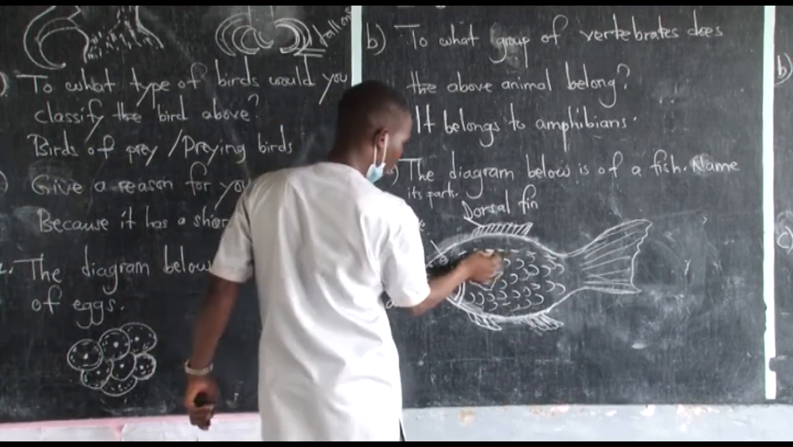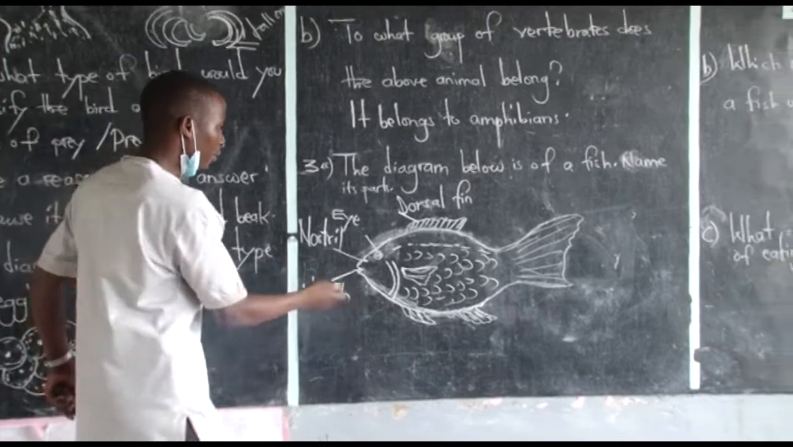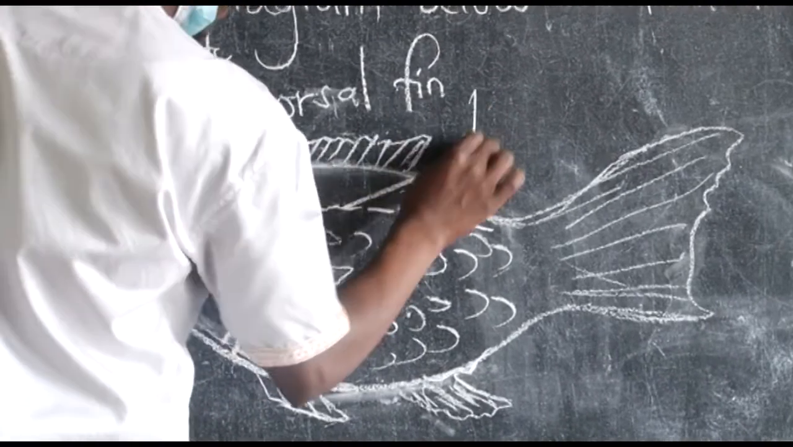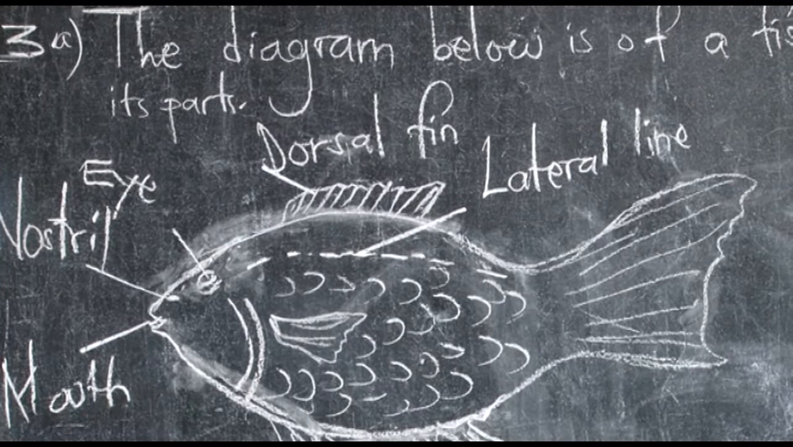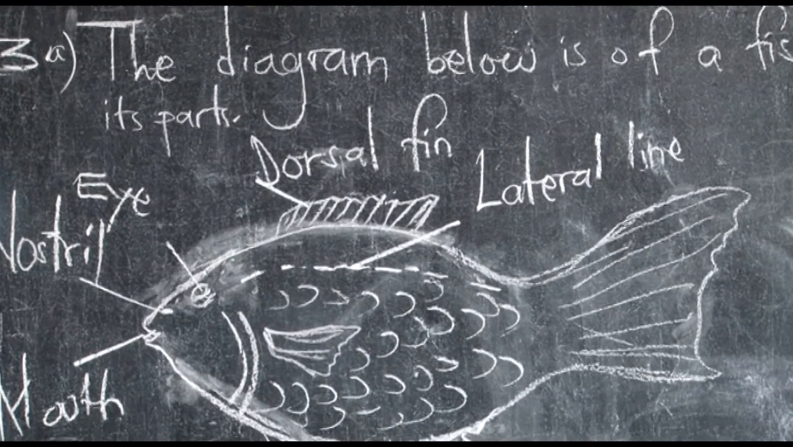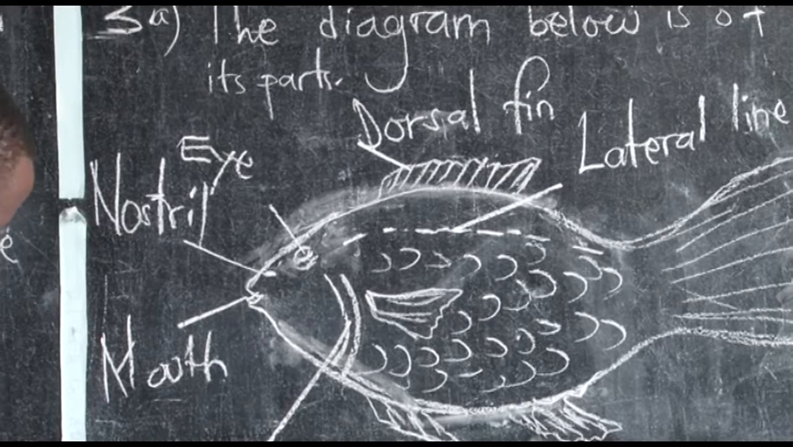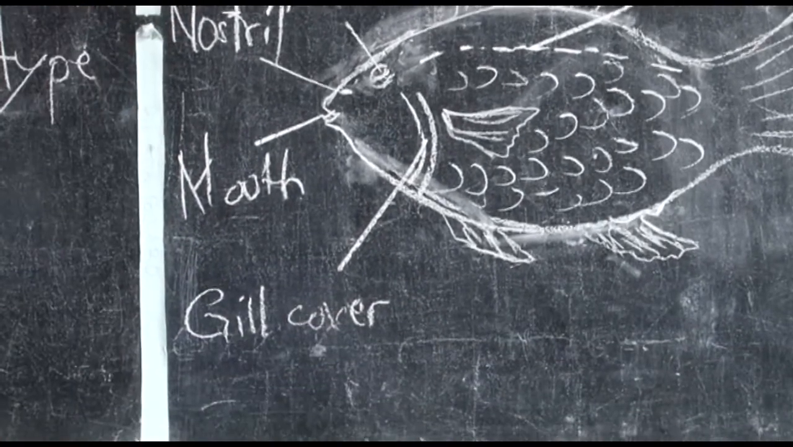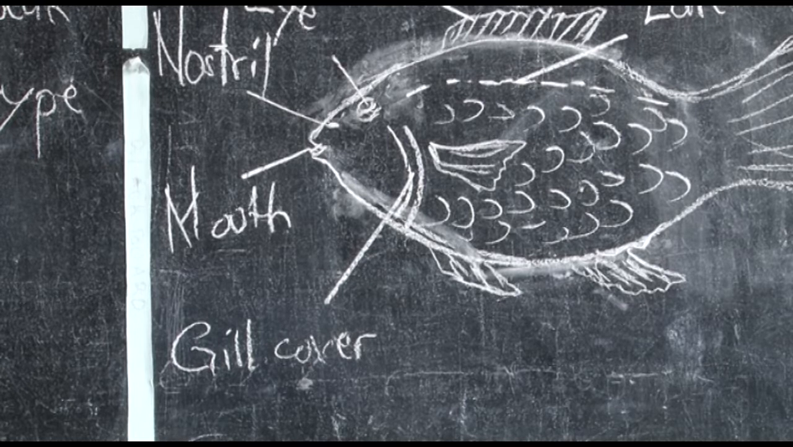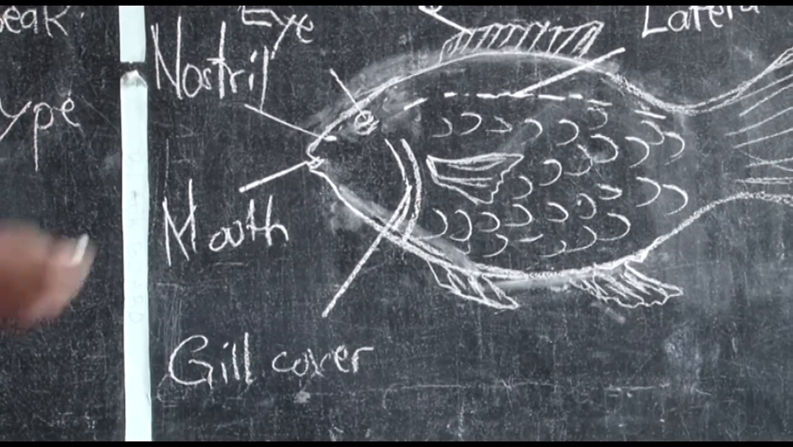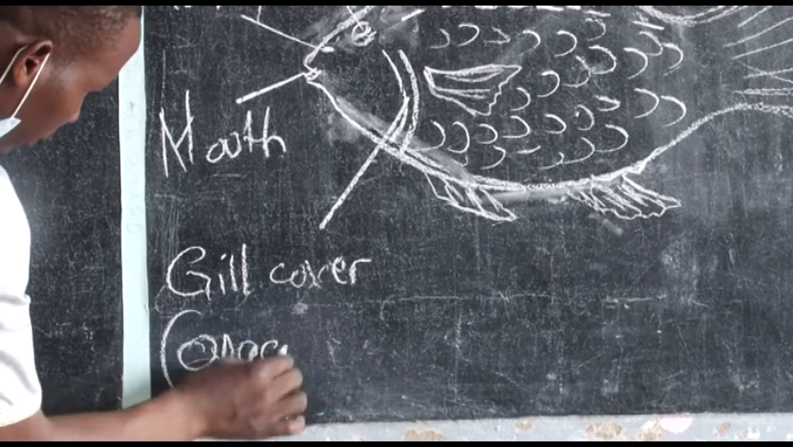Then we have a line. If you look at the physical parts of the fish, outside you may not see it, but there is this part here. This is called the lateral line. We shall look at their functions. We have more parts we can check on. You have this part here: the gill cover. Some friends could confuse this part and call it gills. The gills are found inside, but the outer part, the gill cover, covers and protects the gills. The gill cover is also called the operculum.